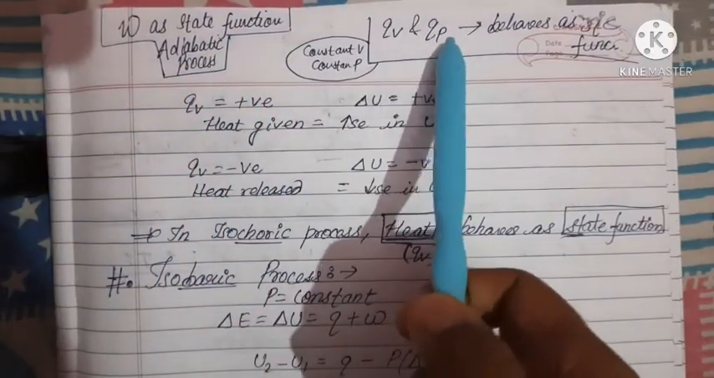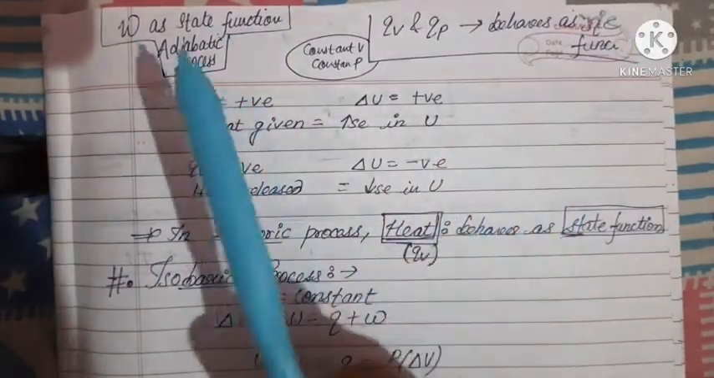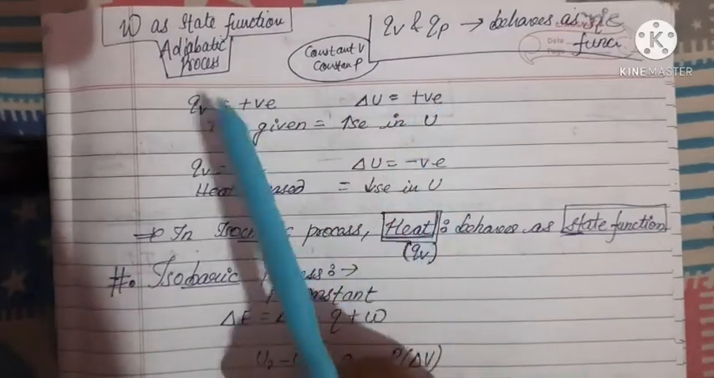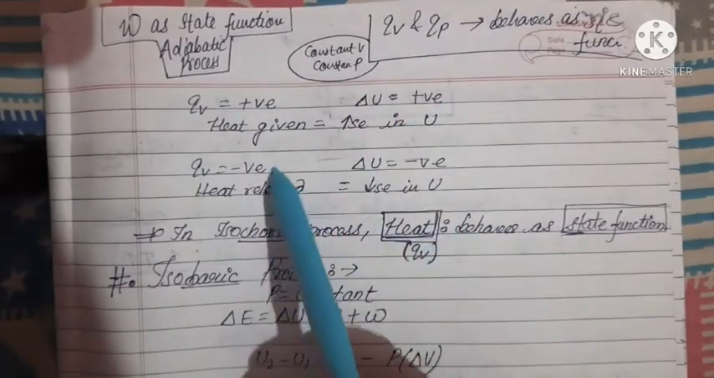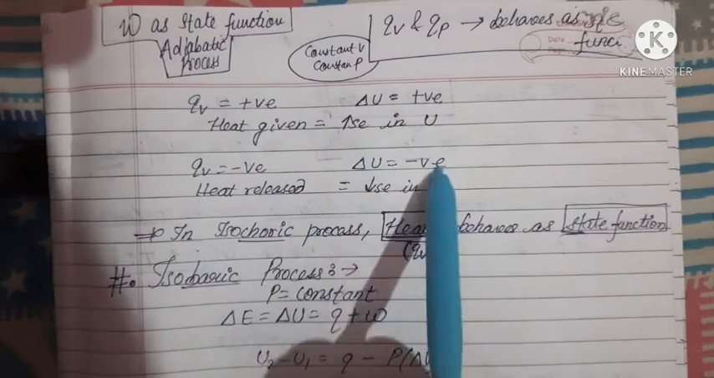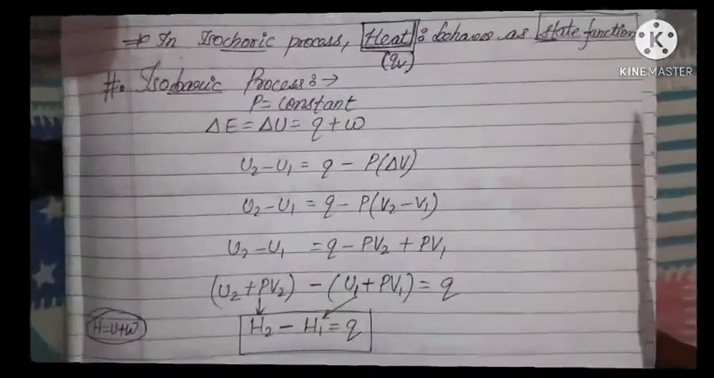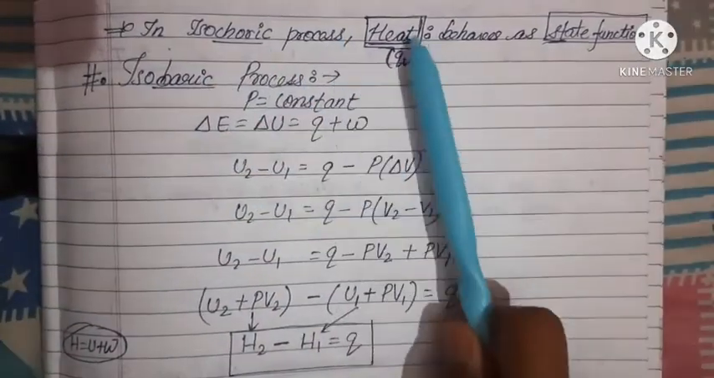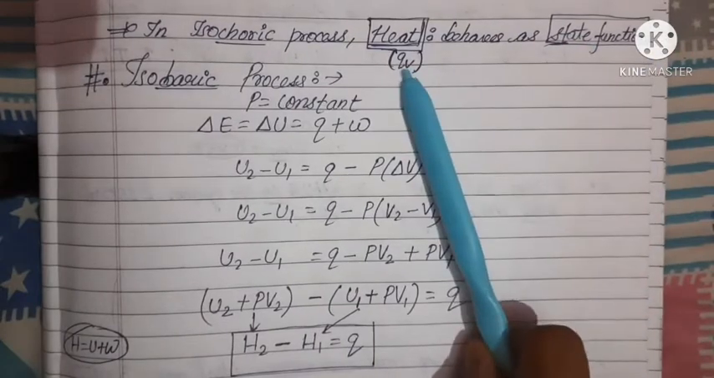Q, QV and QP behave as state functions. QV positive, delta U positive: heat given increases U. QV negative: heat released, delta U negative, decrease in internal energy. In an isochoric process, heat behaves as a state function, QV.